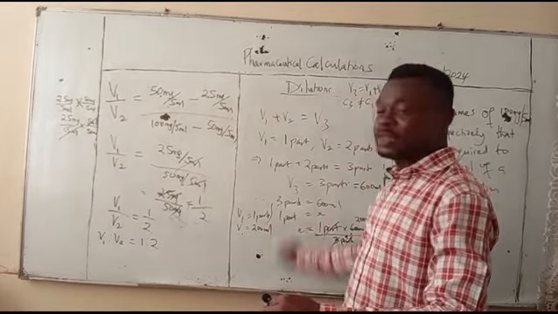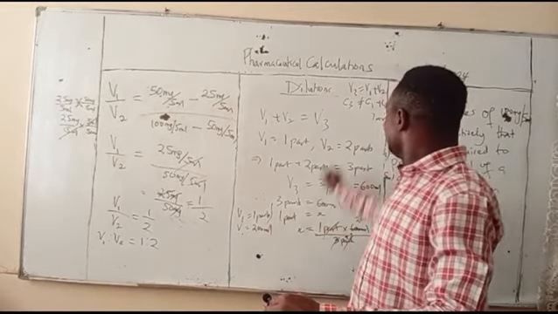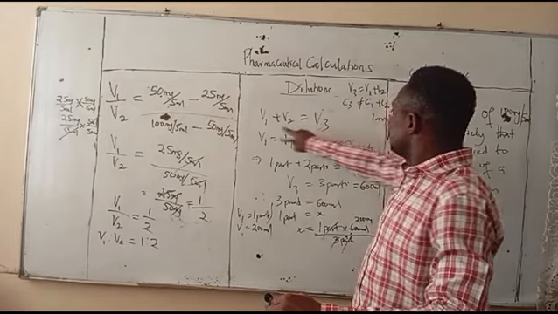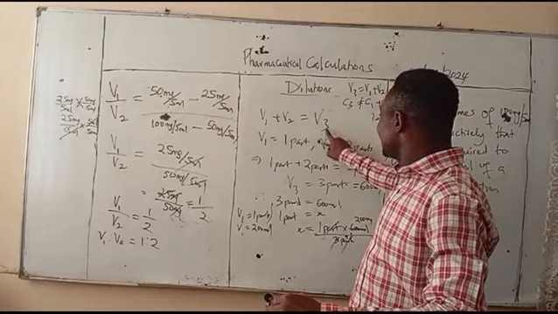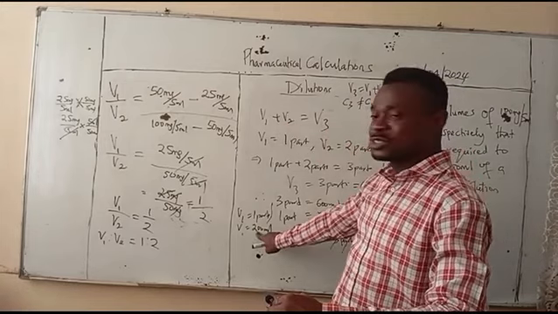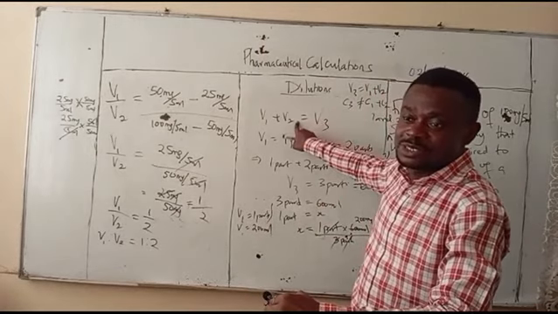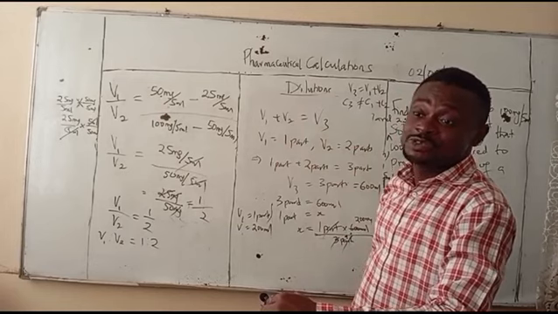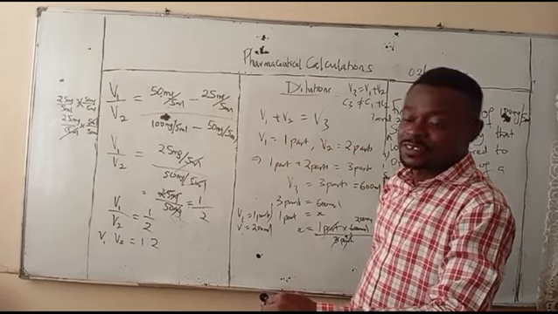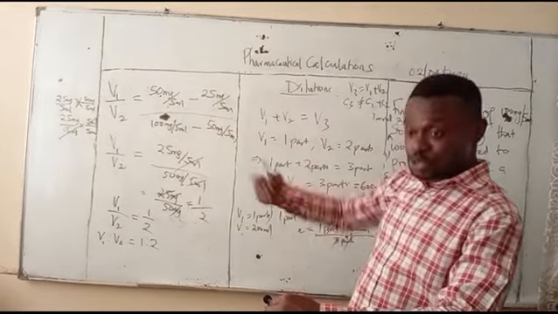If you want, you can stop here, because we are told that V1 plus V2 is equal to V3, and V3 is 600. You can simply subtract 200 from 600 ml and get V2. So V2 is 400 ml. If you want, you can still continue solving, no problem.